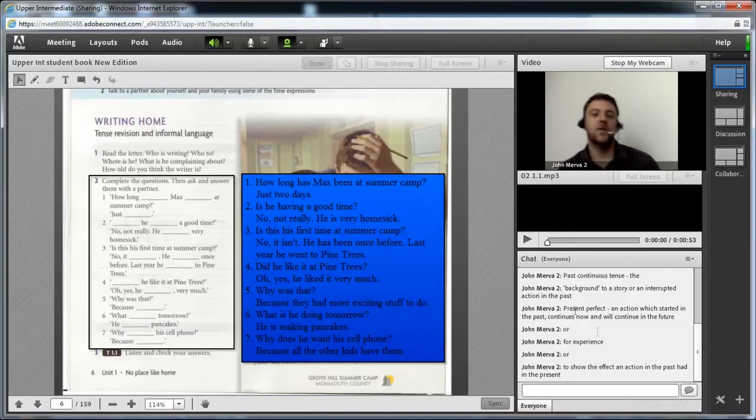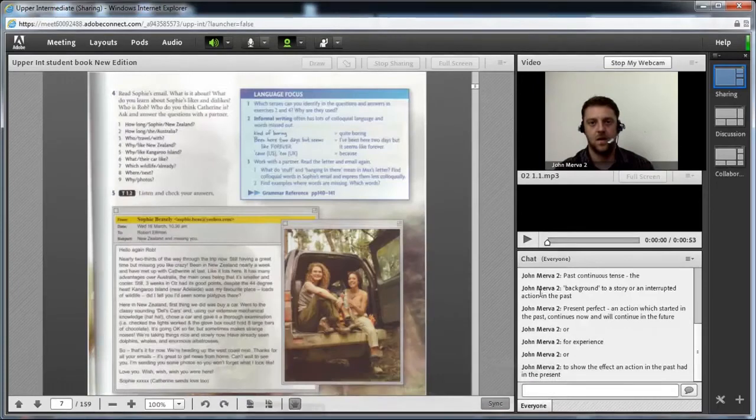Okay, once you've written those down, then let's move on to page 7. Here on page 7 we have another email. This is, as you can see, from a girl named Sophie, and she's writing to her friend. What I'd like you to do again, please, is read the email, and then answer the questions in the instructions in exercise 4.